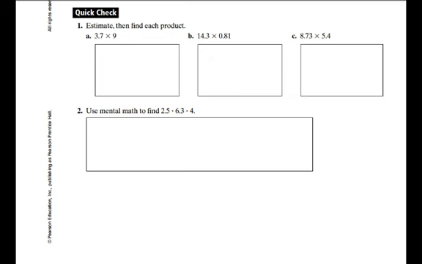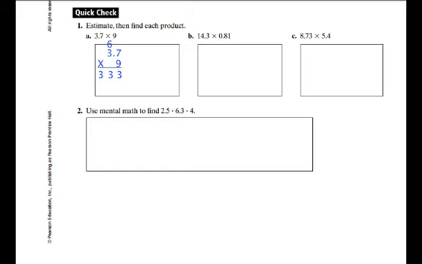Let's try a few more problems together. Let's look at number 1. We're going to take 3 and 7/10 times 9. We need to line the numbers up on the right, and then we're going to multiply. 9 times 7 is 63. Record the 3, carry the 6. 9 times 3 is 27. 27 plus 6 is 33. Record the 33.